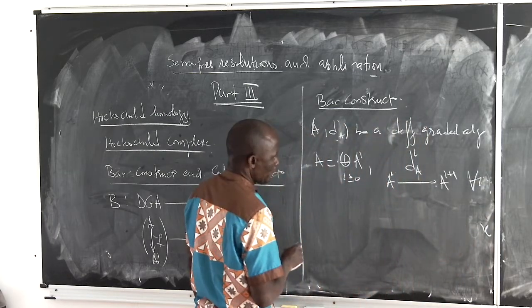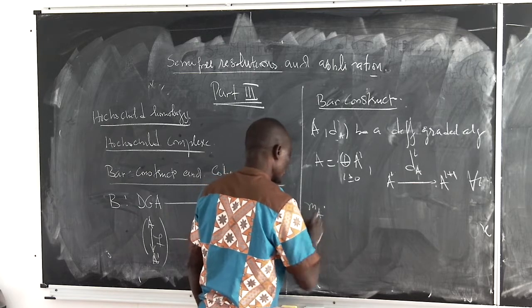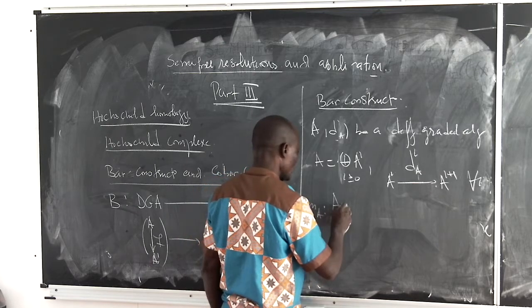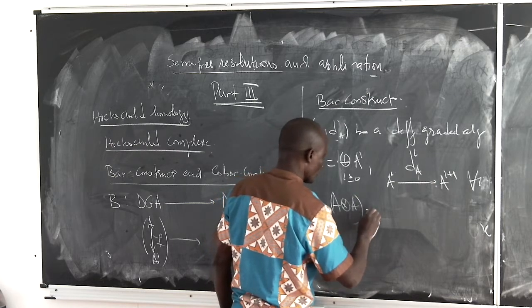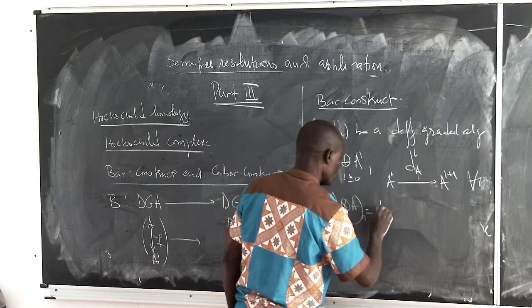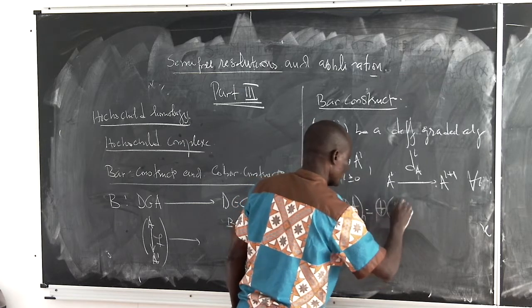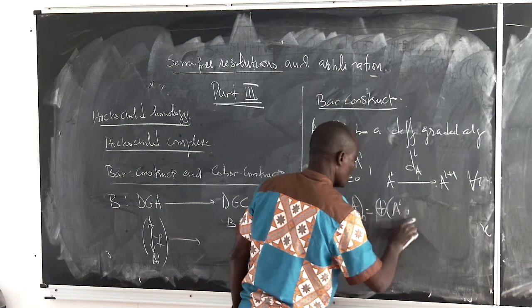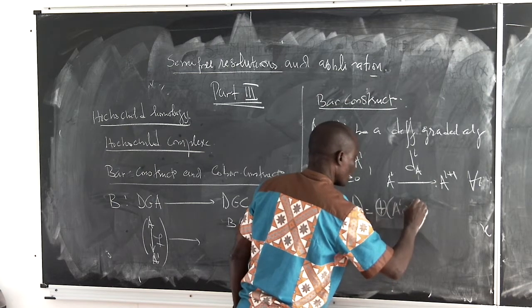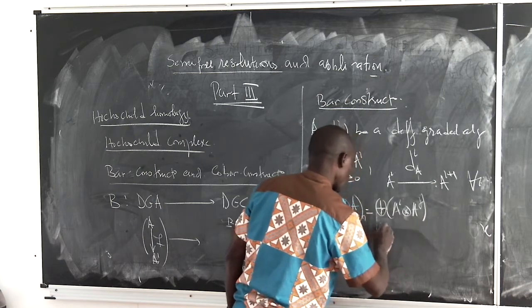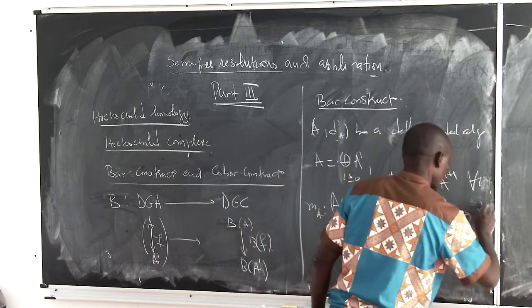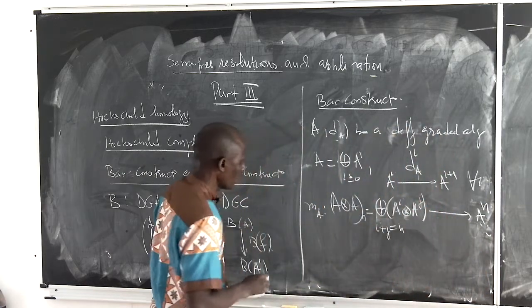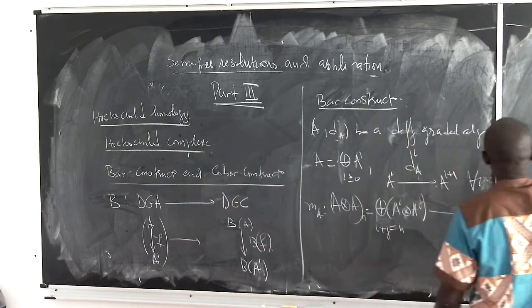And we have the product M_A defined from A tensor A applied to index n, which is equal to the summation of A_i tensor A_j, with i plus j equal to n, to M_A to A_n. And we have the following short exact sequence 0.